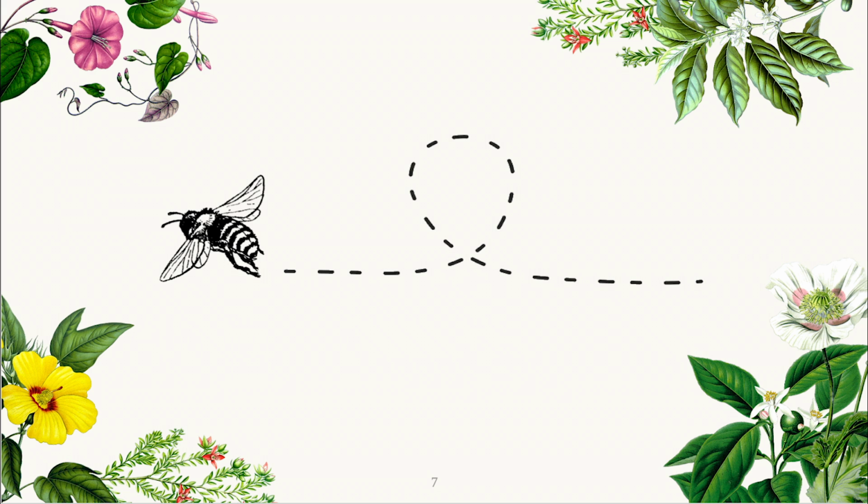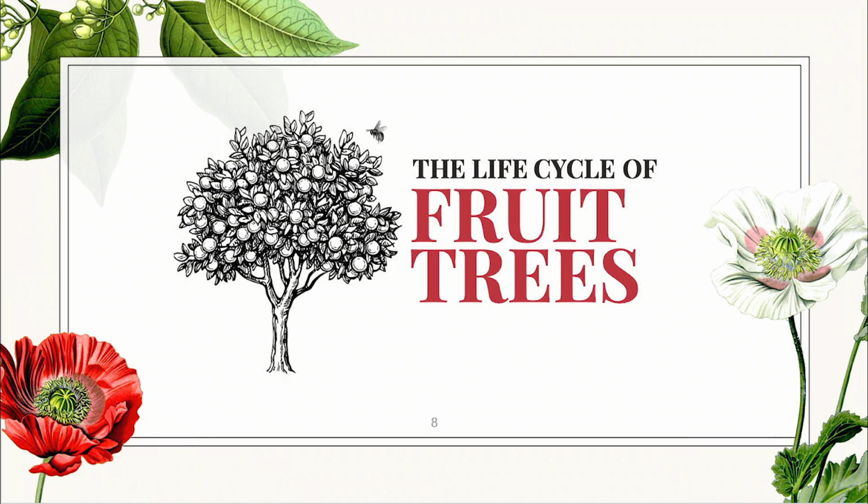The pollen attaches to the bee's pollen combs, which are on its legs, so when it hops from plant to plant, it pollinates each plant. This is when the life cycle of the fruit tree begins.